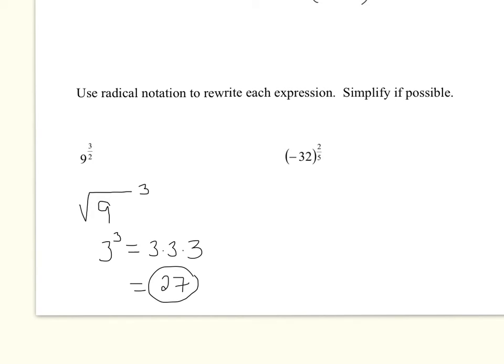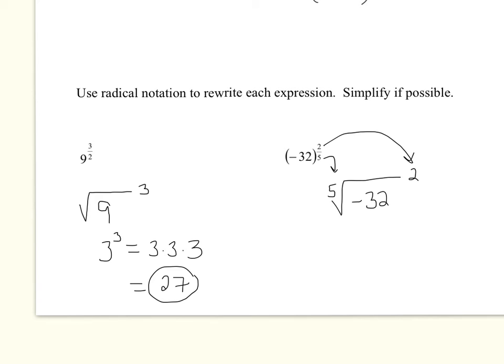Okay, let's look at one more. We have negative 32 to the 2/5 power. The bottom of the fraction is a 5, so this makes it a fifth root of negative 32. But then we will raise all this to the second power. Again, there's your fifth root for the index, and there's your 2 for the power. So let's first start with the fifth root of negative 32.